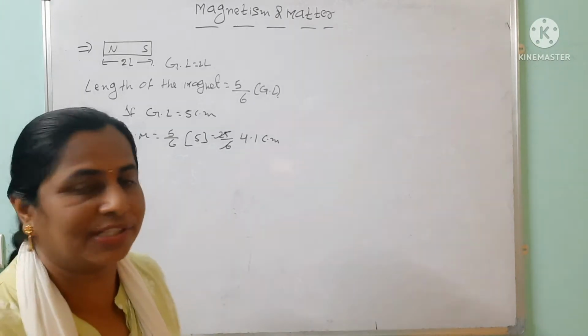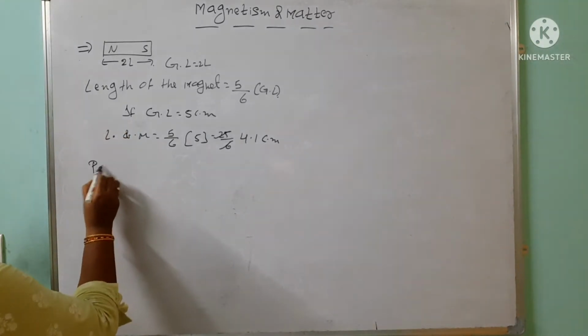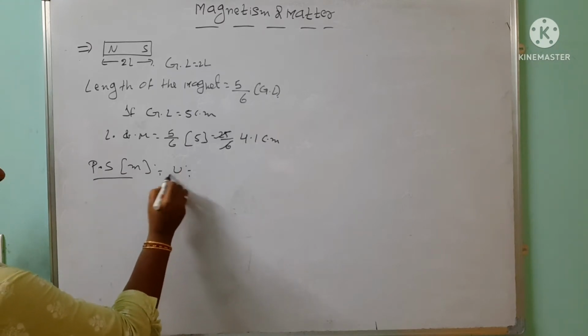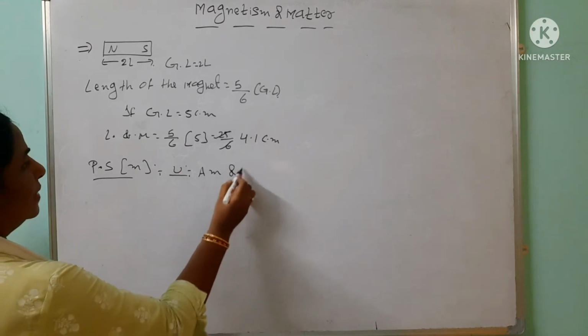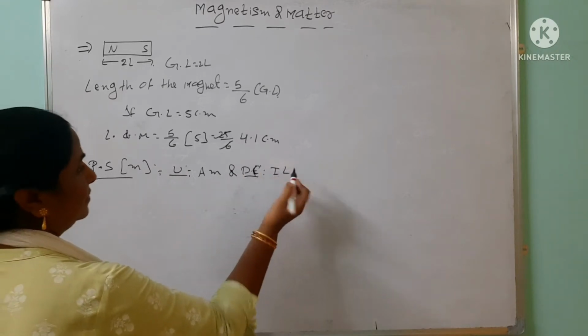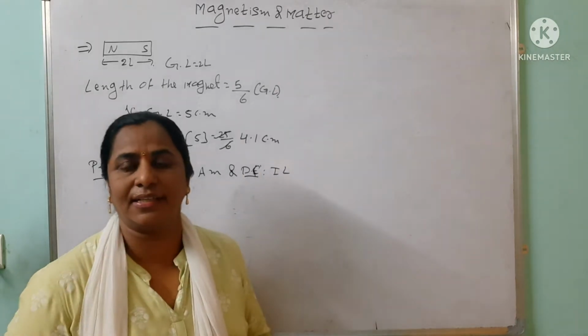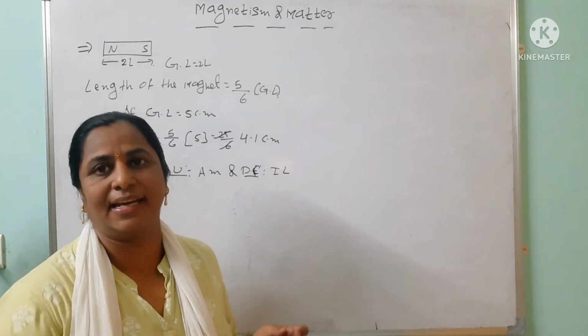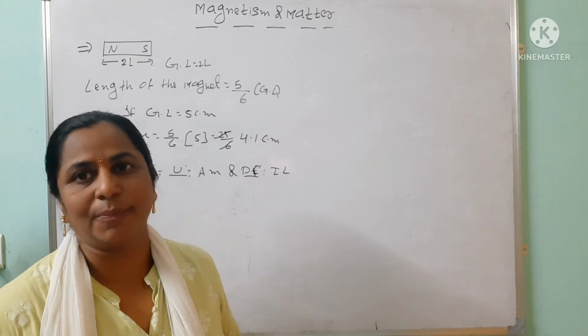Then what is the pole strength? Next one is the pole strength. It is always represented by small m. Unit is ampere meter, and dimensional formula is IL. See, what is the pole strength? It is the capacity to attract the magnetic materials at the ends of that magnet. That is called the pole strength.